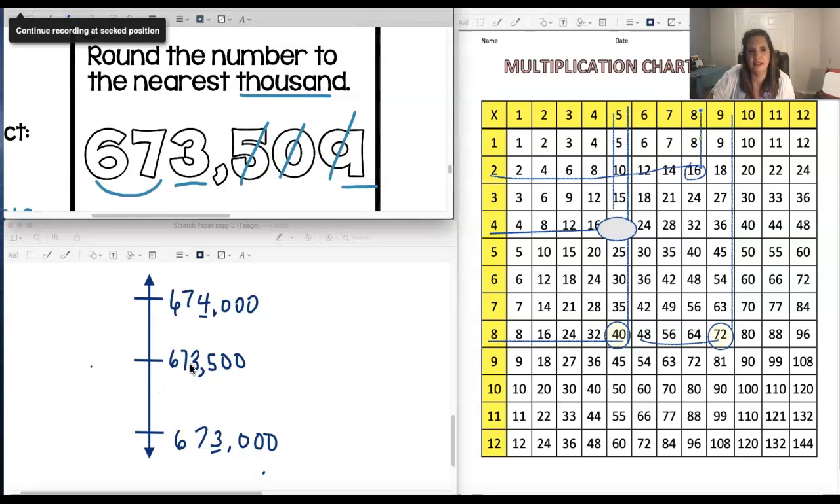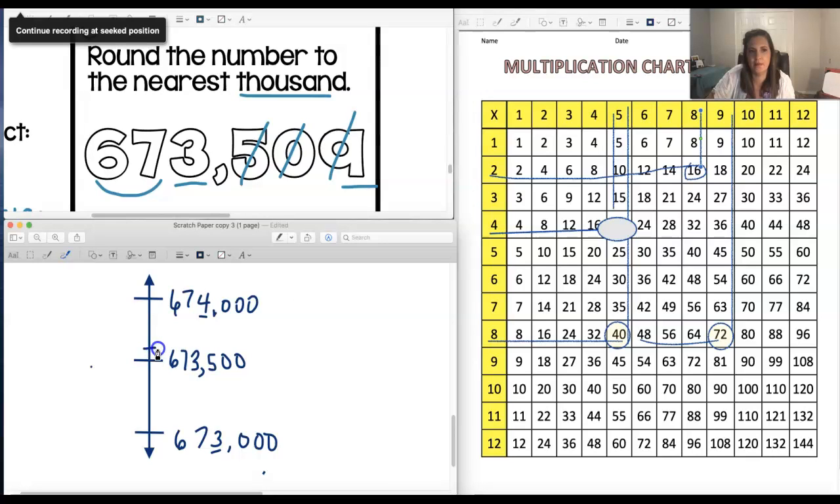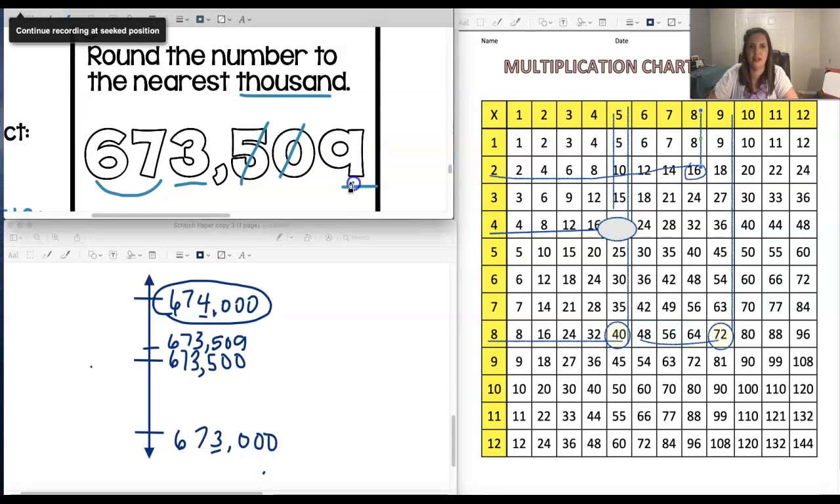673,509. 673,500. So this 9 makes it come right here, right above my midpoint. This is where my number would be. Since it is above my midpoint, then I'm going to round to the number at the top. 673,509 rounds to 674,000.